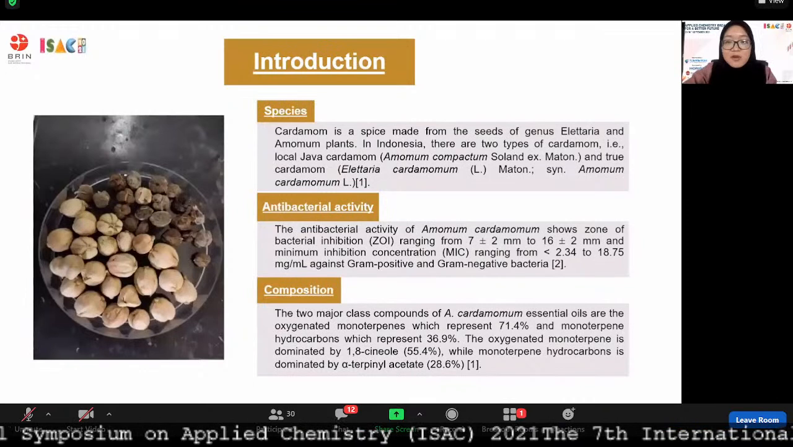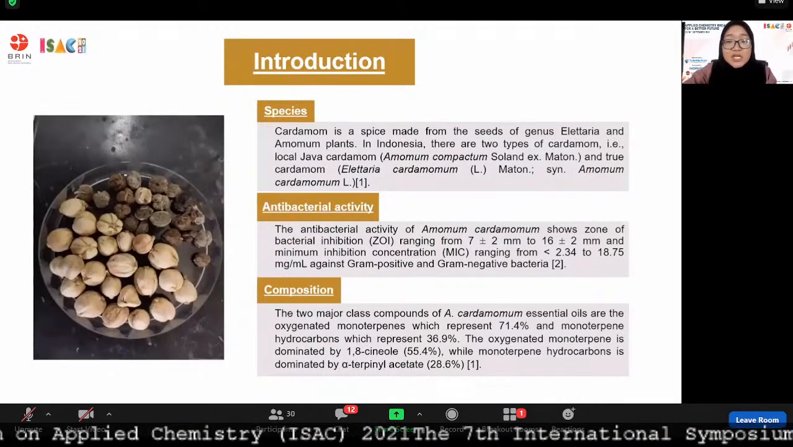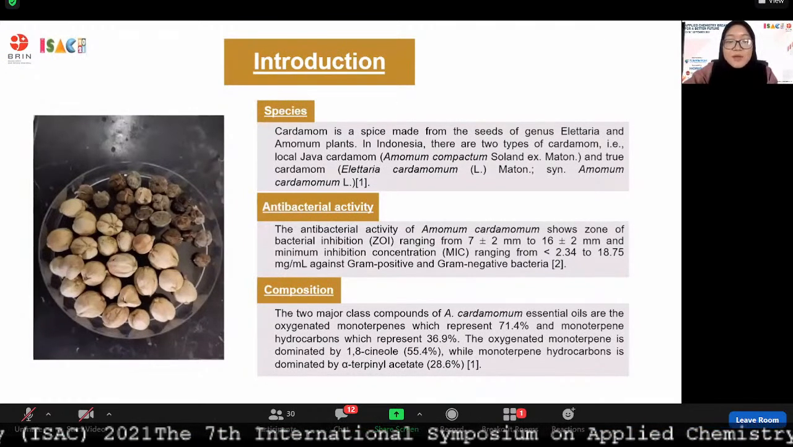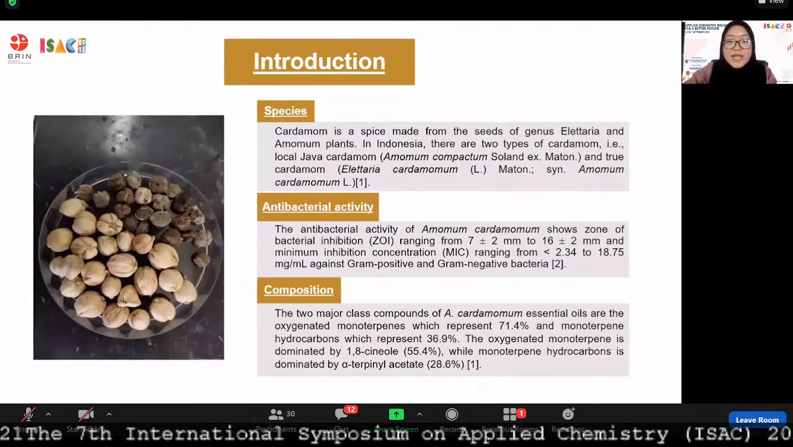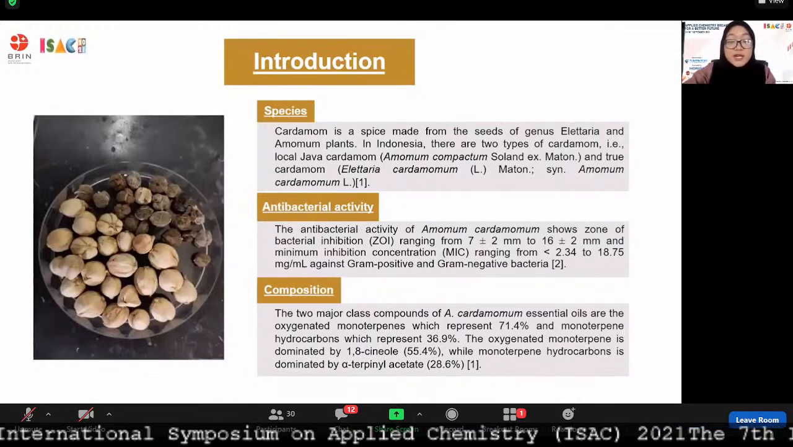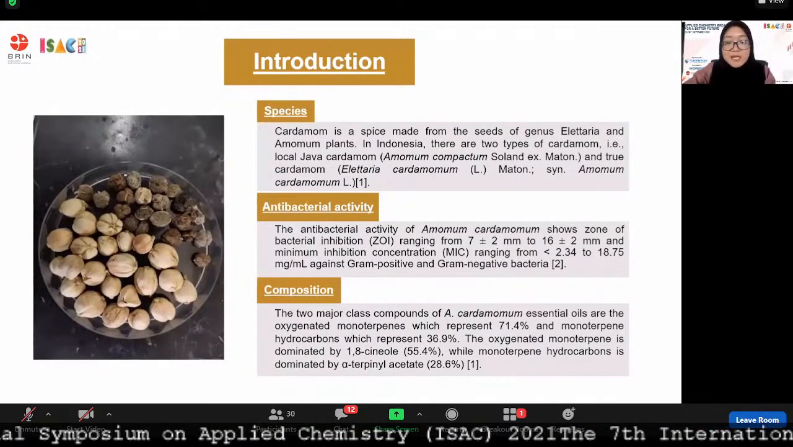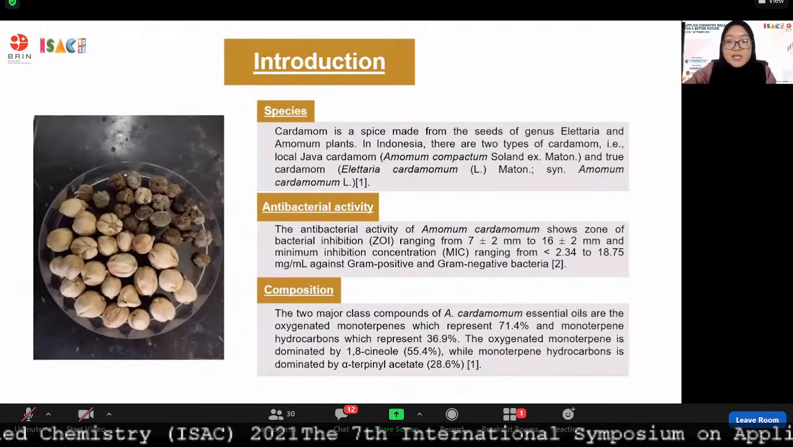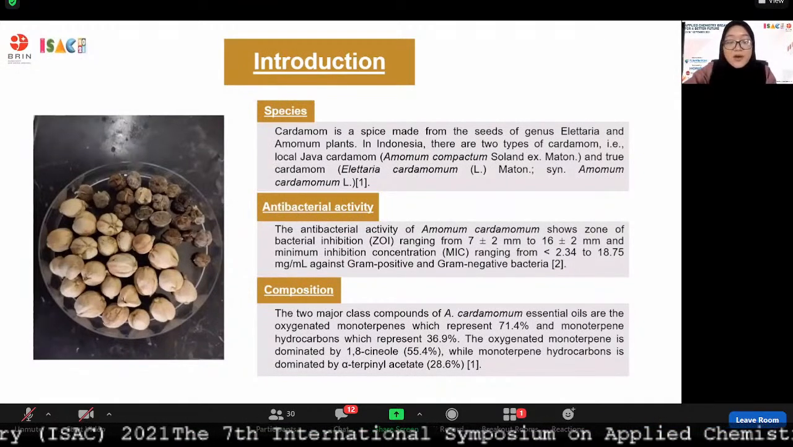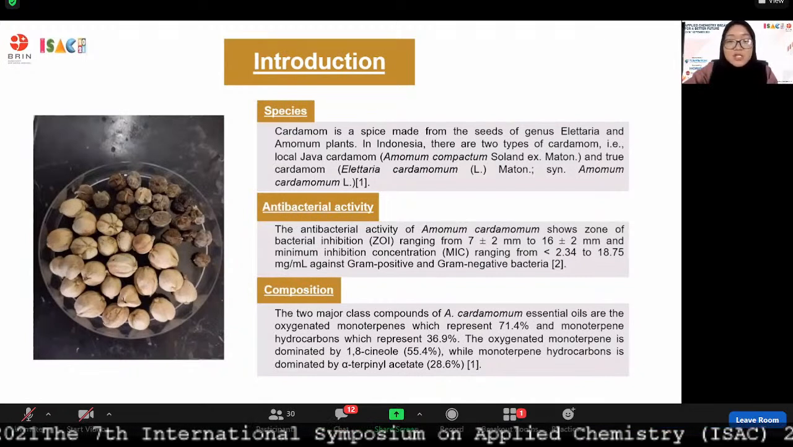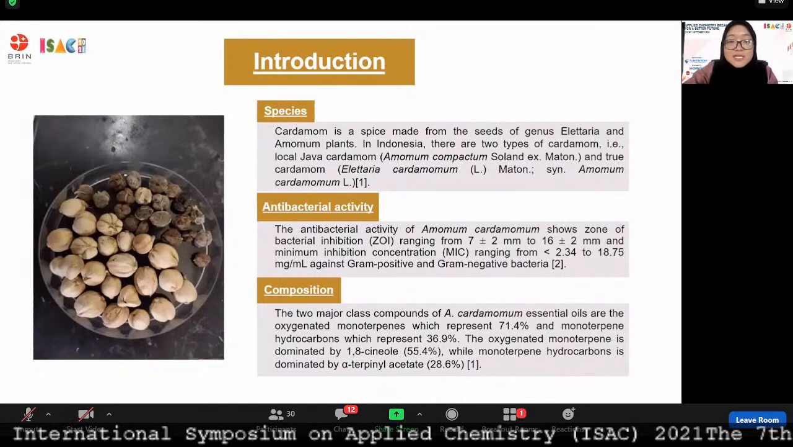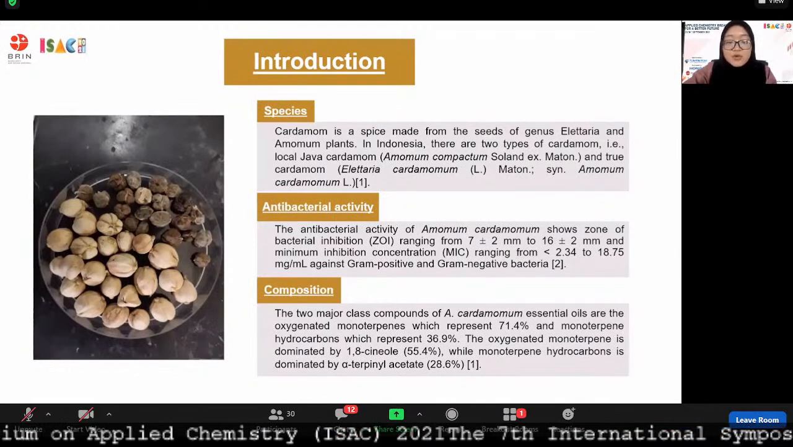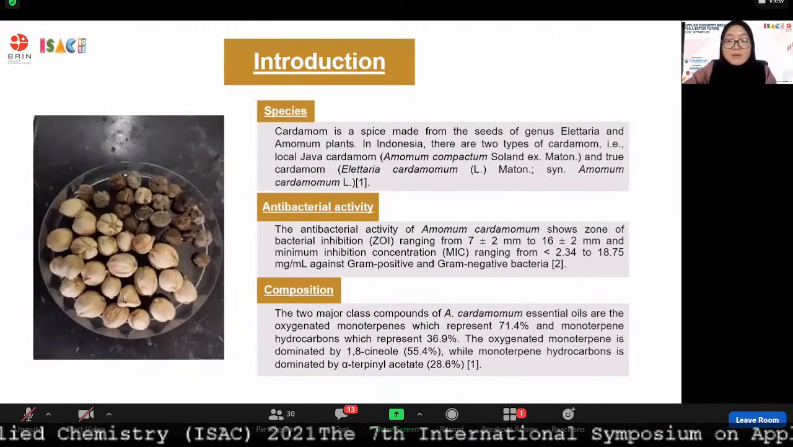Cardamom is a spice made from the seeds of genus Elettaria and Amomum plants. In Indonesia, there are two types of cardamom, but in this research, we use the species Amomum cardamomum. Our main focus is the antibacterial activity, where it has been reported that it shows zone of bacterial inhibition ranging from 7 to 16 millimeter and minimum inhibition concentration ranging from below 2.34 to 18.75 milligram per milliliter against gram-positive and gram-negative bacteria. The composition of Amomum cardamomum oil are oxygenated monoterpenes, which represent 71.4%, and monoterpene hydrocarbons, which represent 36.9%.